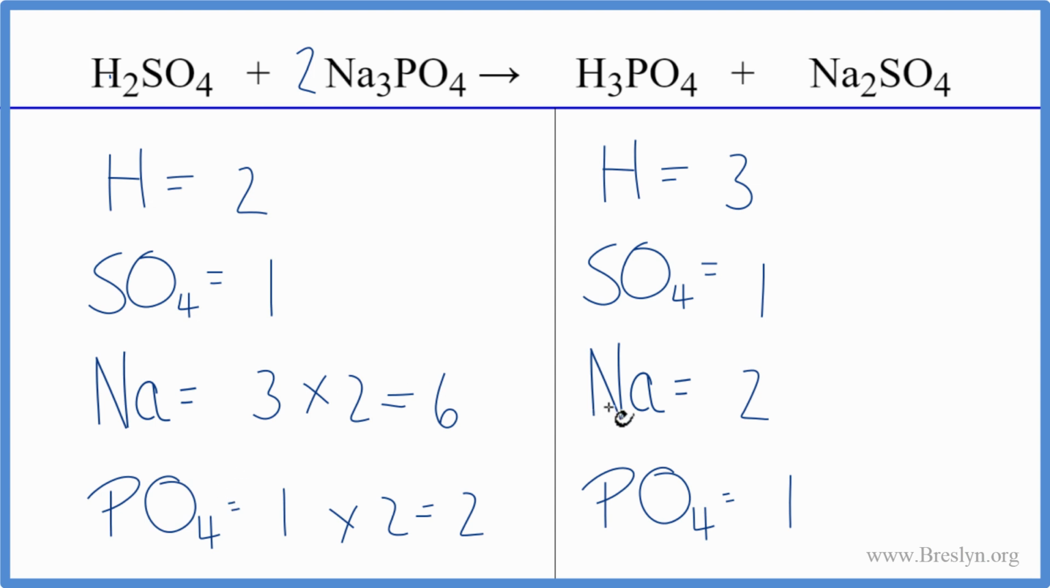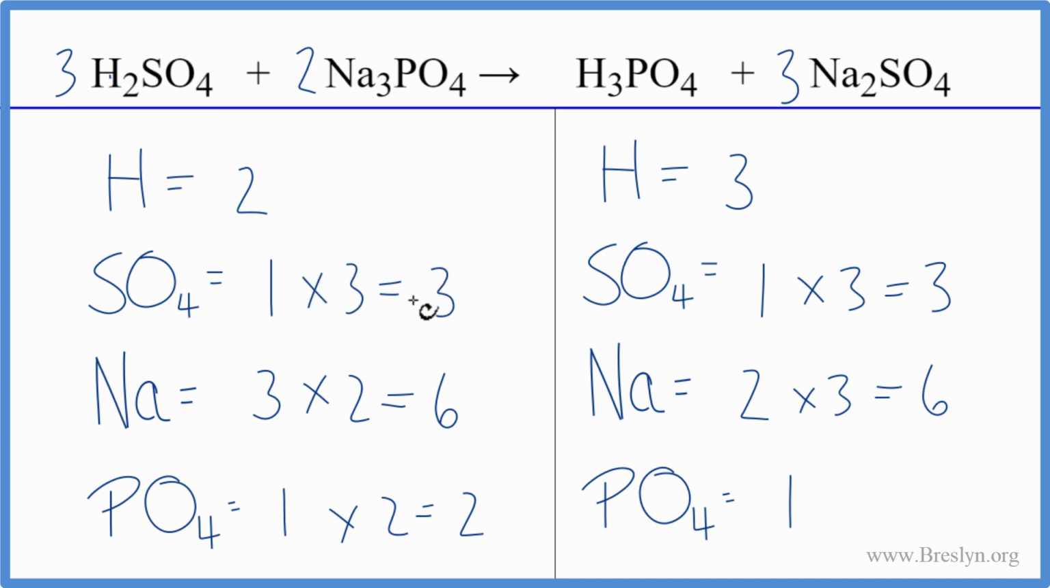On the product side, we could take and put a 3 in front of the sodium sulfate. 2 times 3. That gives us 6 sodium atoms. Those are balanced. And then the sulfate, we have 1 times 3. That'll give us 3 of those. At this point, let's balance the sulfates. We could put a 3 in front of the H2SO4, 1 times 3. That'll give us 3 of those. And then for the hydrogens, 2 times 3, that'll give us 6.